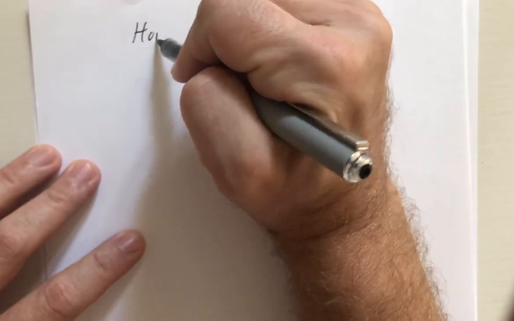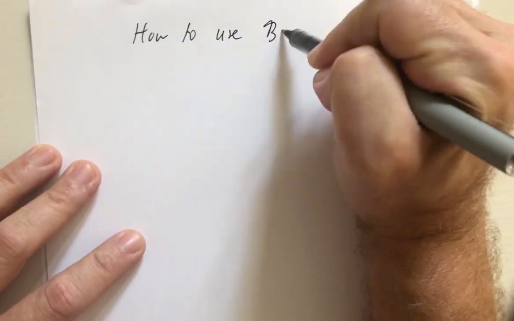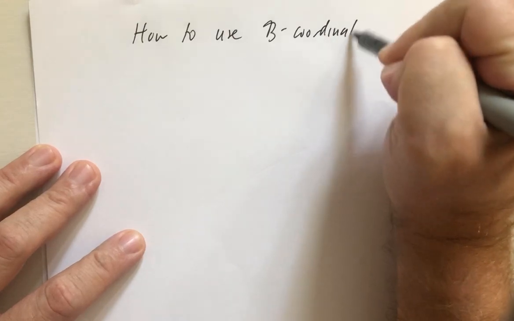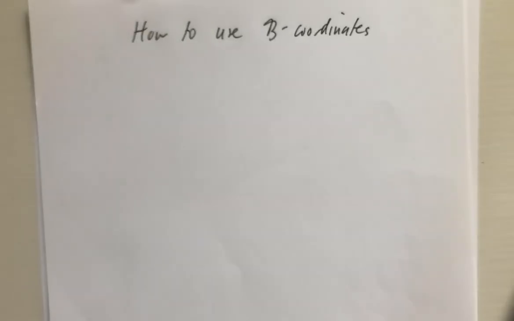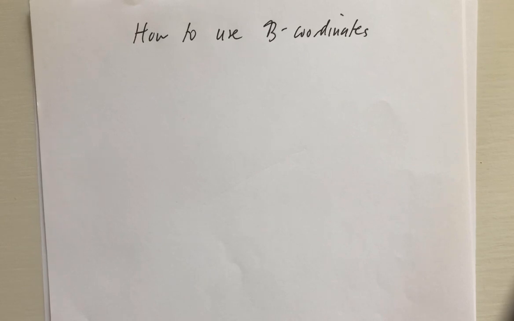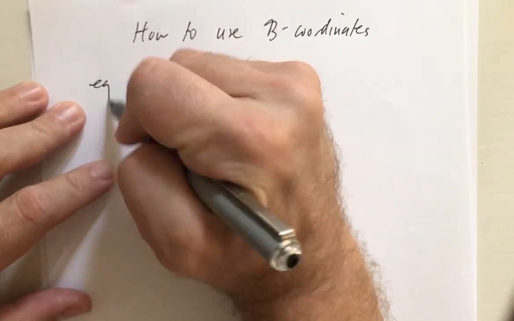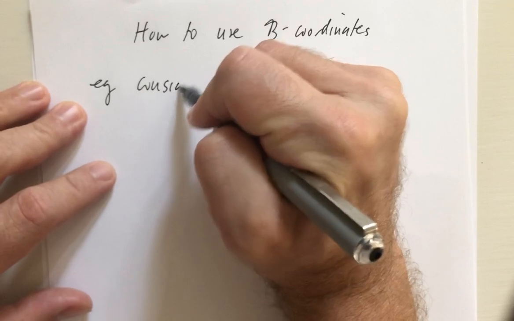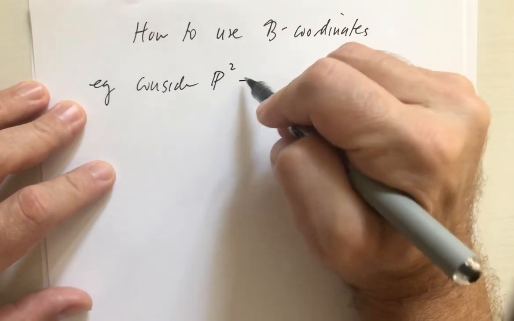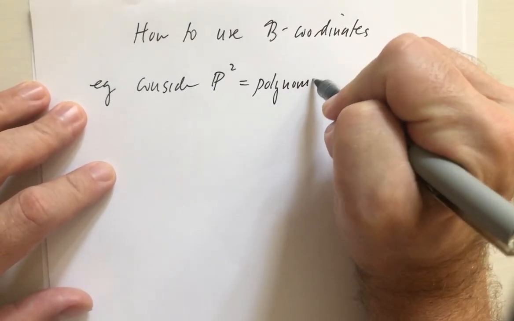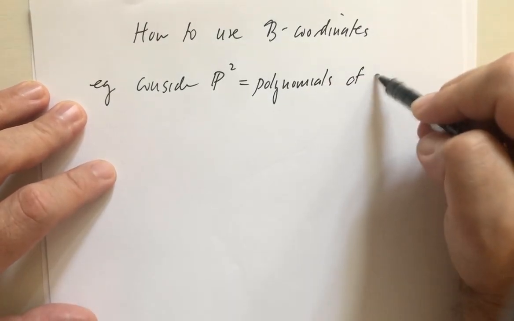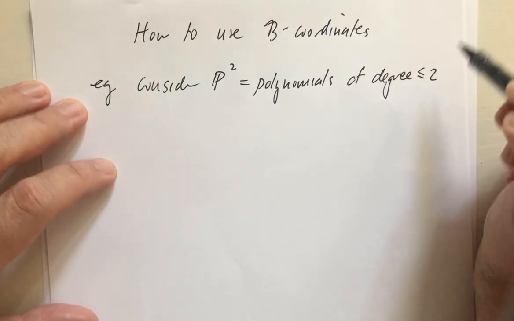Let me actually talk about how you use these b coordinates. And again, the main application, or at least one of the applications, will be in the context of abstract vector spaces. So let me just do this with an example. Let's consider the space P2. Remember, P2 was the polynomials of degree at most 2, right?